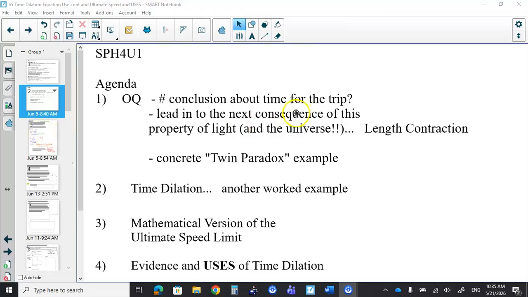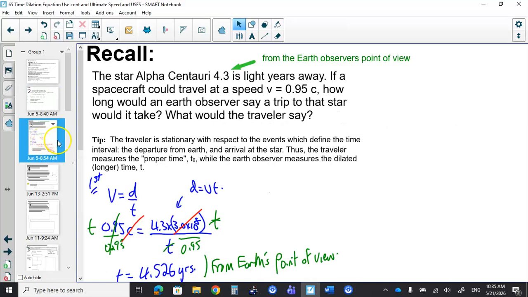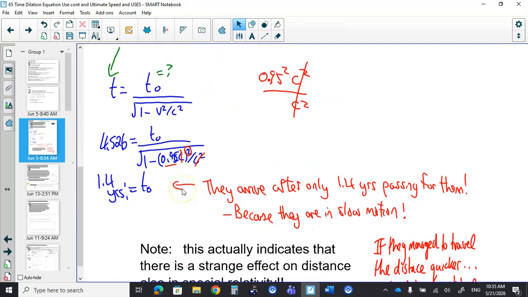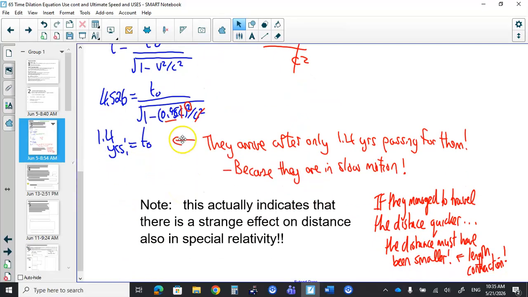So we're going to start out. I'm just going to review this trip question here about Alpha Centauri, which is 4.3 light years away, and that's from the Earth person's point of view. And so we could calculate how long it should take to get there at a certain speed, and how long the trip would seem to the people on the trip, right?